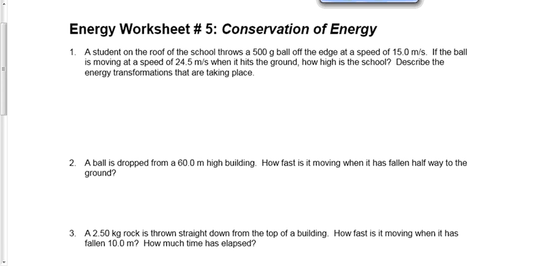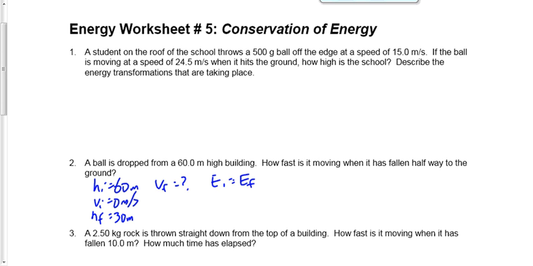So we're going to say the initial height here is 60 meters. The initial speed is 0 because it's dropped, so the initial kinetic energy would be 0. We've got the final height of 30 meters, and we're looking for the final speed as it's 30 meters above the ground. We're going to say EI equals EF, even though in this case VF squared equals VI squared plus 2AD would definitely work. Yeah, I want to do EI equals EF.